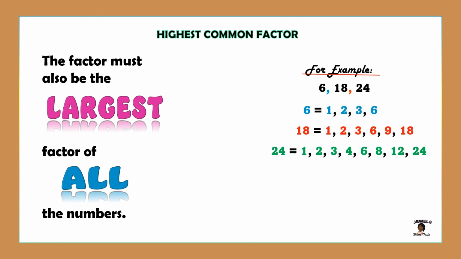Now, even though all of these are common factors for these numbers, remember that we are only looking for one factor that is larger than all of the others. So for my HCF for 6, 18, and 24, my HCF would be the number 6. And remember that whenever you list an HCF, it can only be one number. You must never have two numbers listed as your highest common factor. So our HCF for these numbers will be 6.